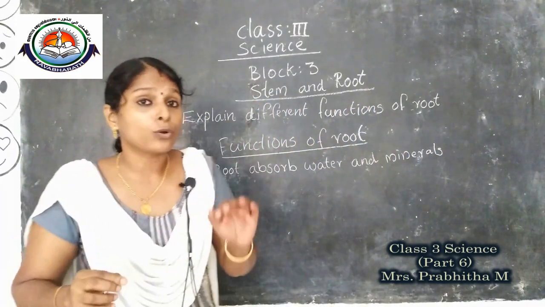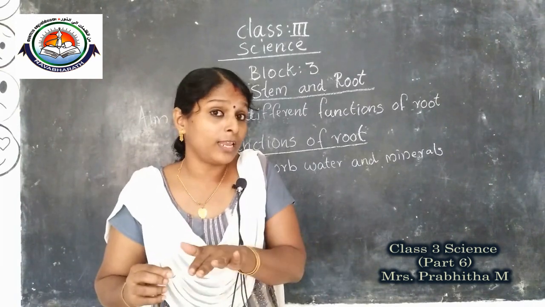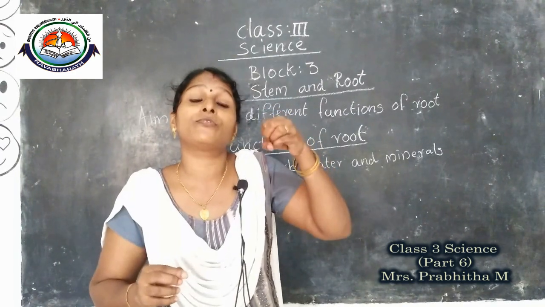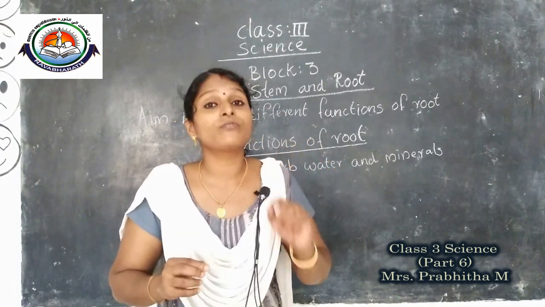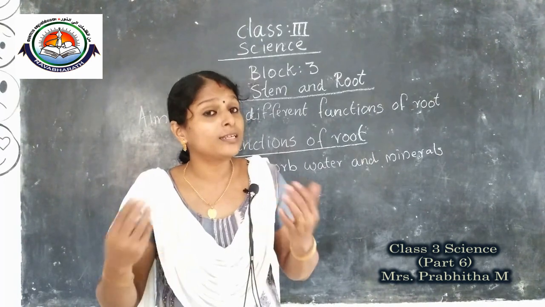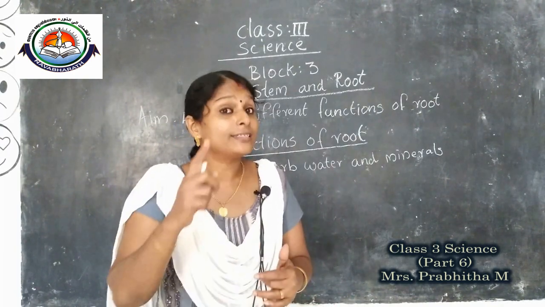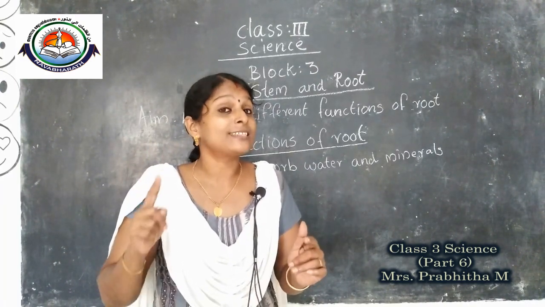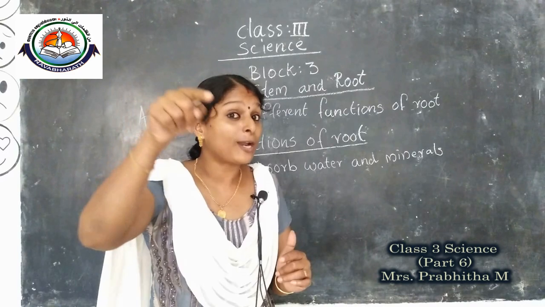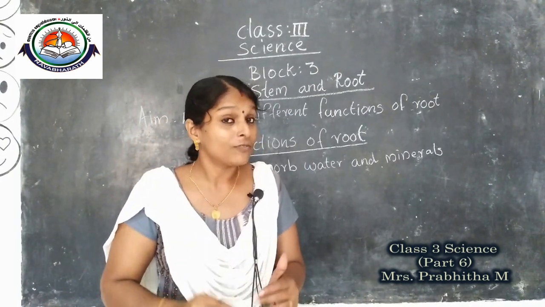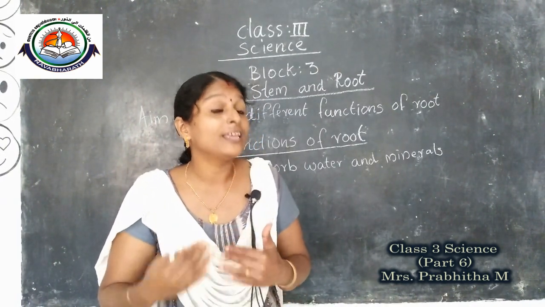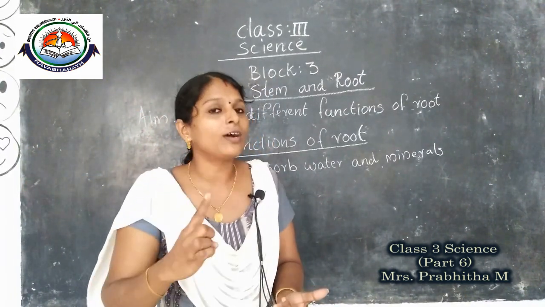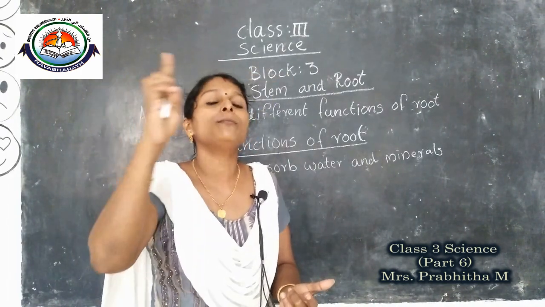Okay, so we know root is inside the soil or under the ground we studied. So the root take or absorb water and minerals from the soil. That water and minerals are carried by stem. Understood? So we studied function of stem. What the stem is doing? Stem is carrying water and food to different part of the plant, isn't it? From where the stem get this water? Yes, it is absorbed by root. That water is carried by stem to different part of the plant.